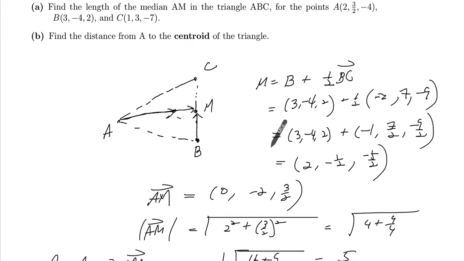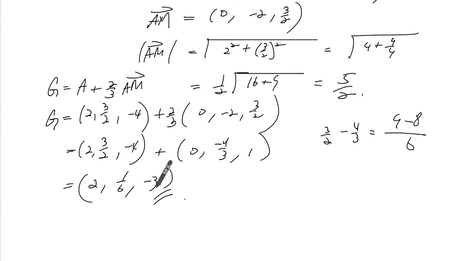Okay, so we actually have to find the distance. Then we gotta find AG. Okay, AG is going to be, where's A? This is A, right? So it's going to be 2 minus 2, which is 0. Right? G, right? The coordinates of G subtract by coordinates of A. 1, 6 minus 3 over 2. And then -3 plus 4, that's 1.